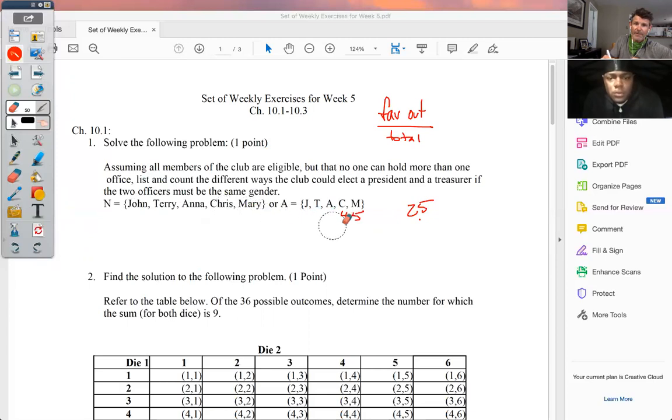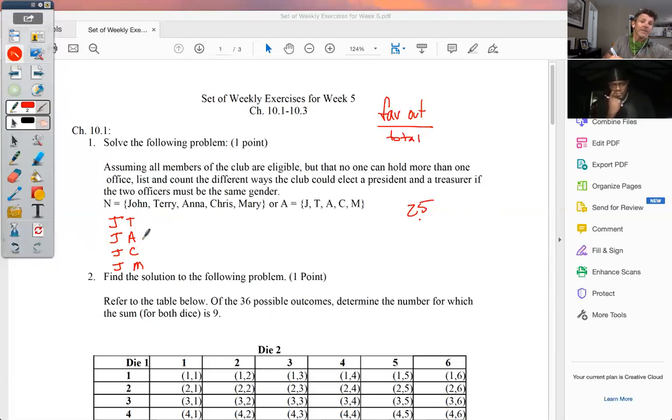I feel like I'm not going to, but it just gives you an idea of what we look at. So writing out your sample space in this particular problem, what we want to think about is that we have a president and a treasurer, right? Let's say that John was the president, and the T stands for Terry, so Terry would be the treasurer. Or John could be president and Anna could be treasurer. Or John could be the president and Chris the treasurer, or John could be the president and Mary the treasurer. So those are all the situations when John would be the president.